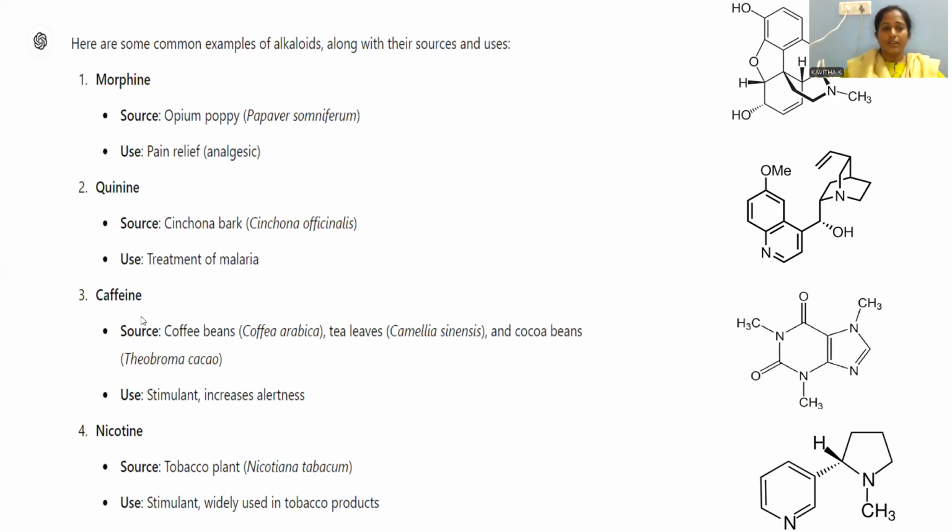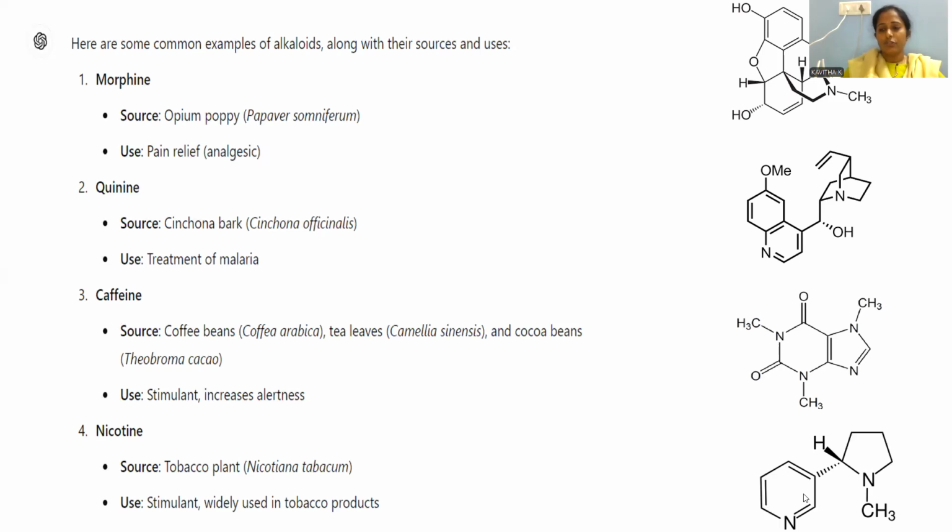So both are accompanied by this caffeine alkaloid. That caffeine alkaloid is used to increase our activity, to stimulate and enhance our activity. So that caffeine is the alkaloid located over there. And nicotine will be there. From the tobacco plants, nicotine will be extracted. Nicotiana tabacum is the scientific name, and it is a stimulant, and the tobacco products will be there.